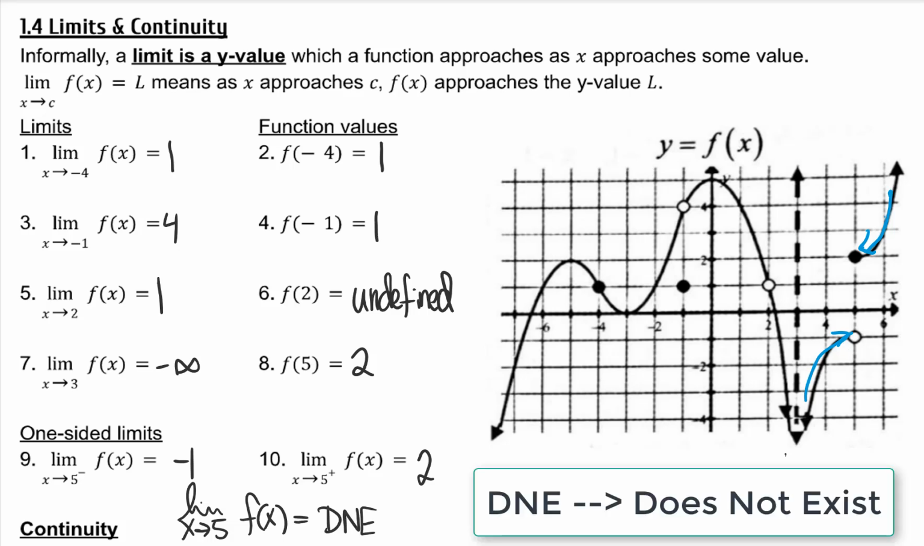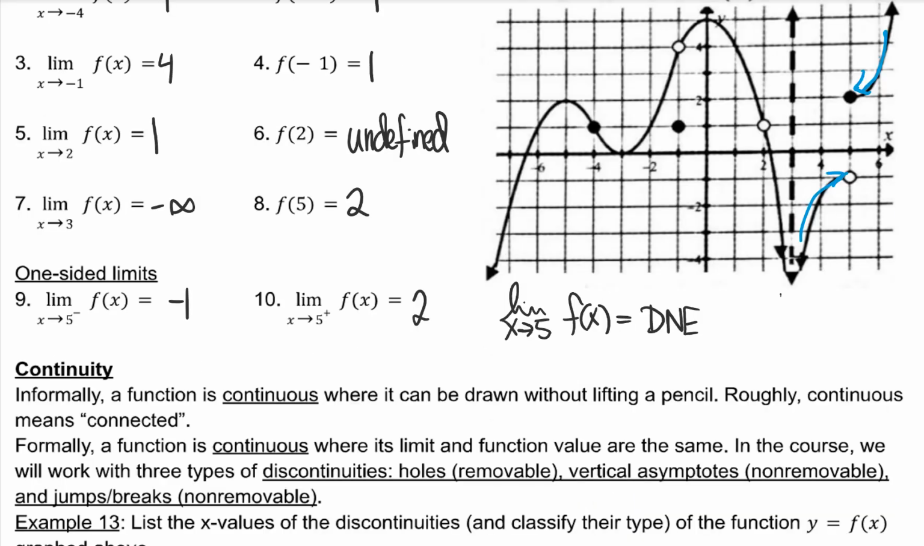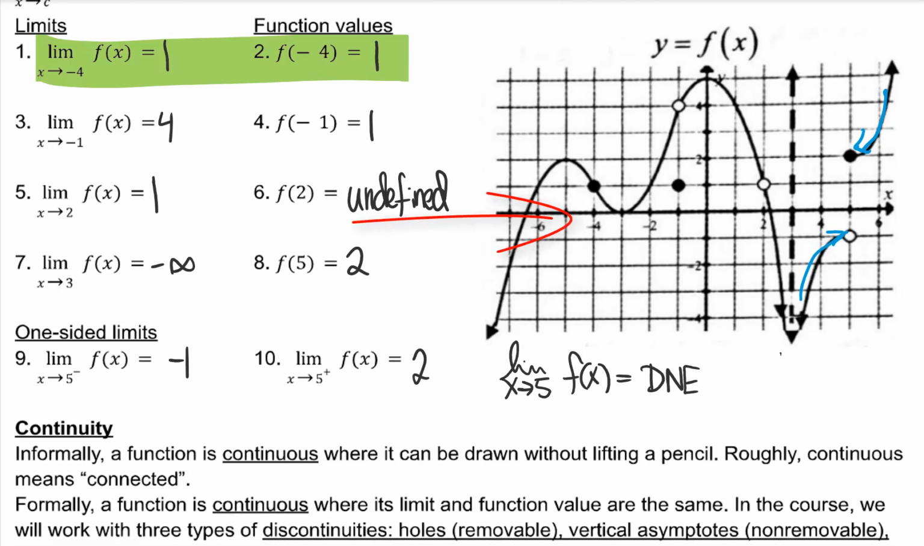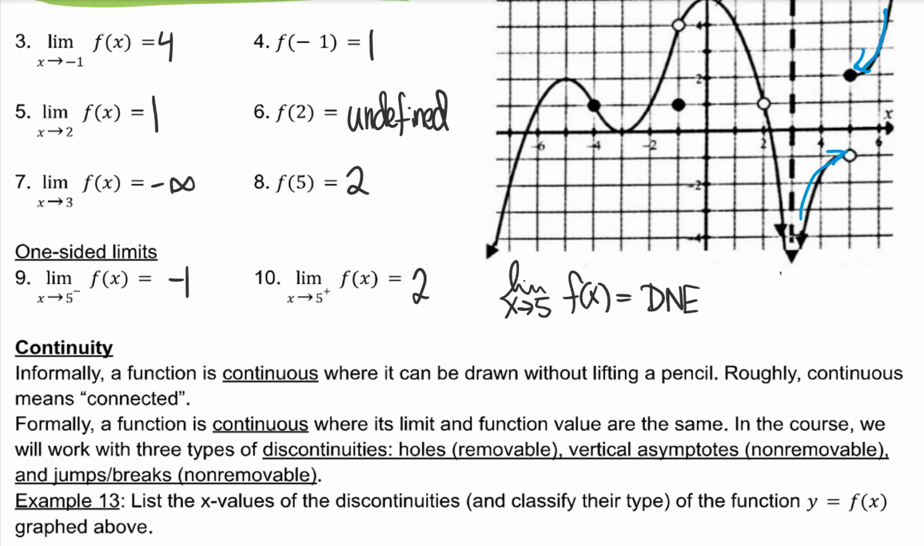For continuity, informally, a function is continuous where it can be drawn without lifting a pencil. Roughly, continuous means connected. Formally, a function is continuous where its limit and its function value are the same, as in at x equals -4. In this course, we will work with 3 types of discontinuities: holes, which are removable, vertical asymptotes, which are non-removable, and jumps or breaks, which are also non-removable.